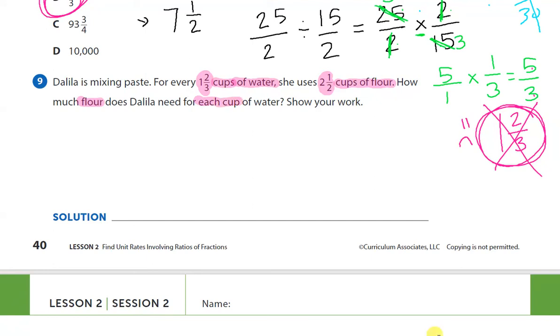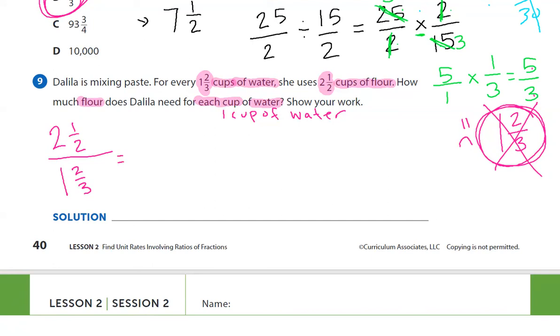So this is the unit we want. This is the thing we want. One of each, 1 cup. 1 cup of water. That's the unit we're going for. So that's the one that goes on the bottom. So 2, oops, that's the flour. I already messed it up. 1 2/3 cups of water. That's the thing we want 1 of, so that goes on the bottom. 2.5 cups of flour on the top.